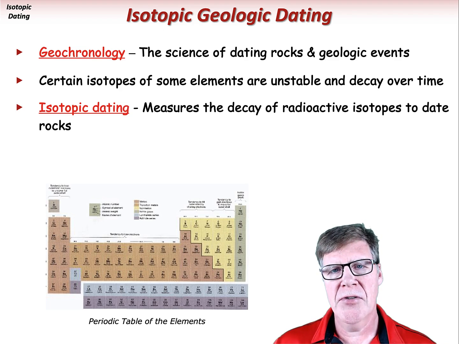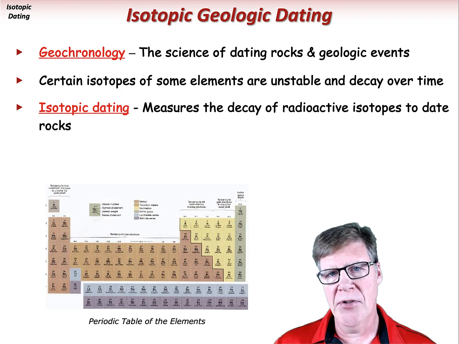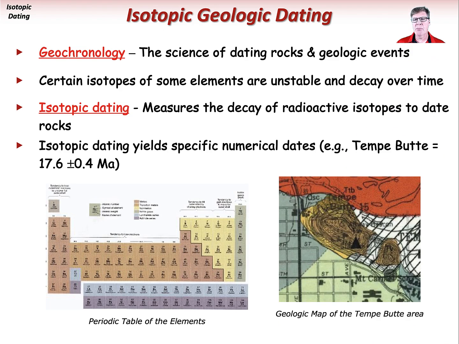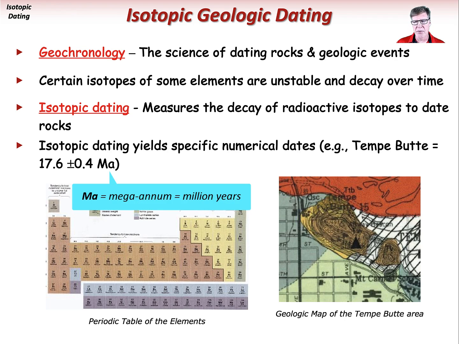Isotopic dating measures the decay of radioactive isotopes to date rocks. This type of dating yields specific numerical dates, which are typically interpreted to represent the formation age of a mineral or rock. For example, the isotopic date on the volcanic rocks that cap Tempe Butte on the campus of Arizona State University has been calculated at 17.6 million years. Remember, Ma is mega annum, or million years.